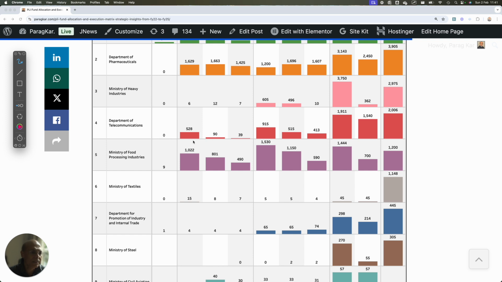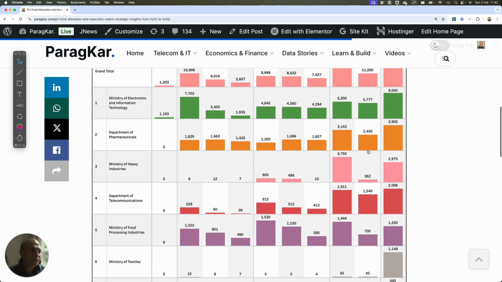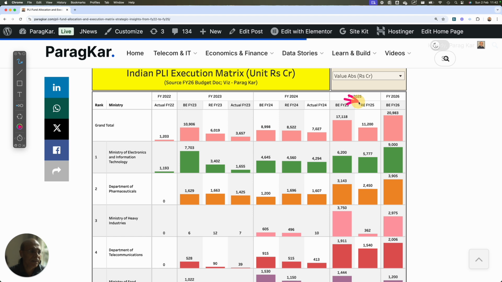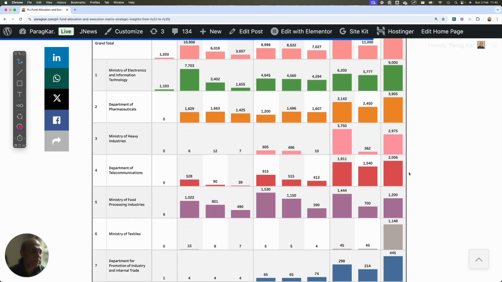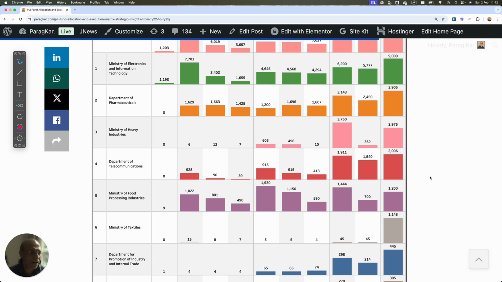Ministry of Food Industry, we are kind of the same, right? We have really not made any significant change. Whatever the numbers were initially, we are keeping the numbers, though the execution is poor. You see, the numbers are falling down. For example, of 1,444 crores, we executed only 700 crores, because the revised estimate for the financial year FY25 has been revised down to 700 crores, which is roughly half.